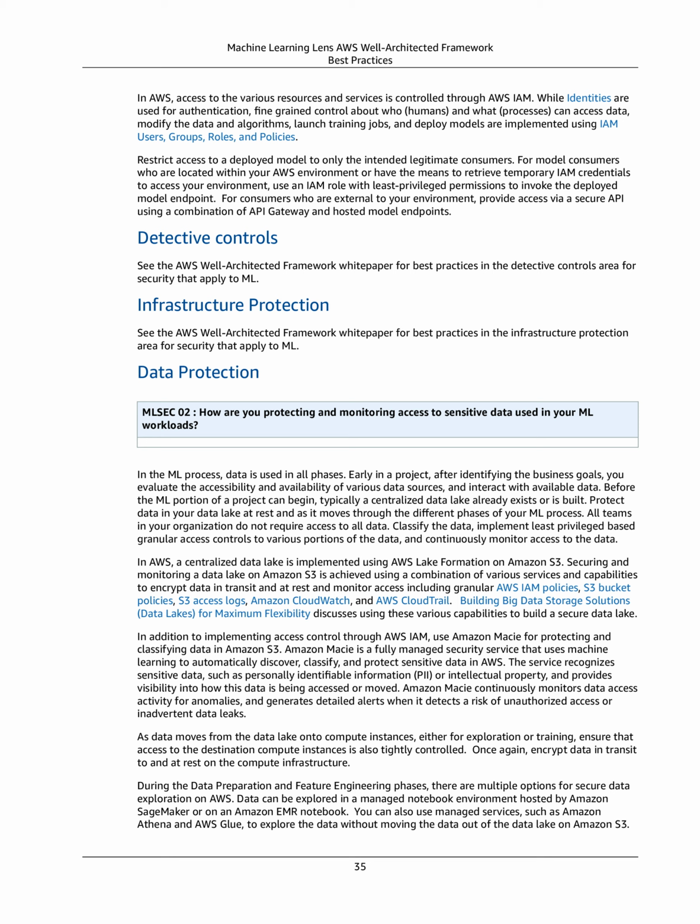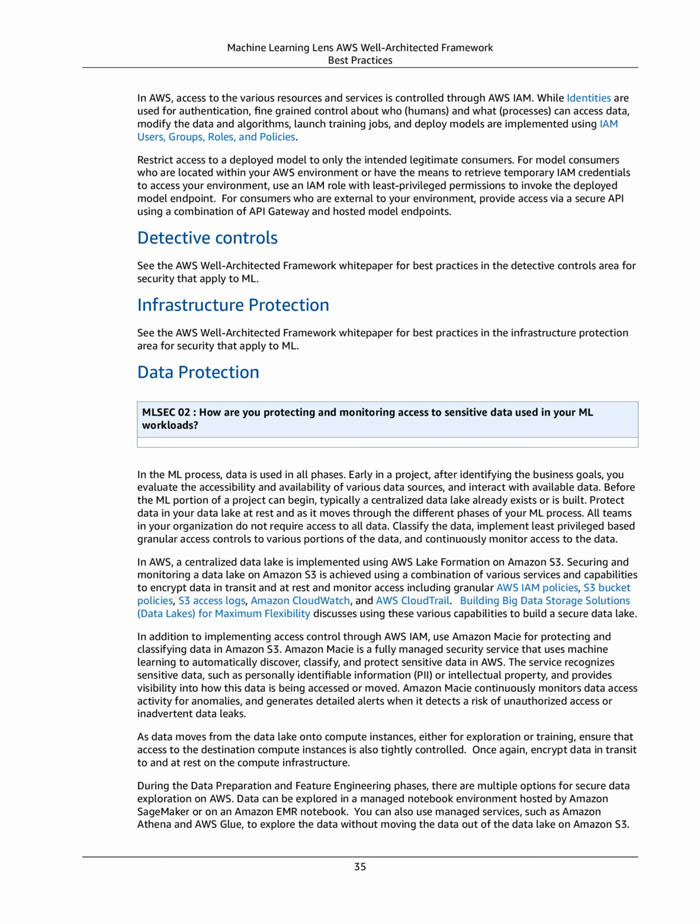Securing and monitoring a data lake on Amazon S3 is achieved using a combination of various services and capabilities to encrypt data in transit and at rest and monitor access, including granular AWS IAM policies, S3 bucket policies, S3 access logs, Amazon CloudWatch, and AWS CloudTrail. Building big data storage solutions, data lakes, for maximum flexibility discusses using these various capabilities to build a secure data lake.